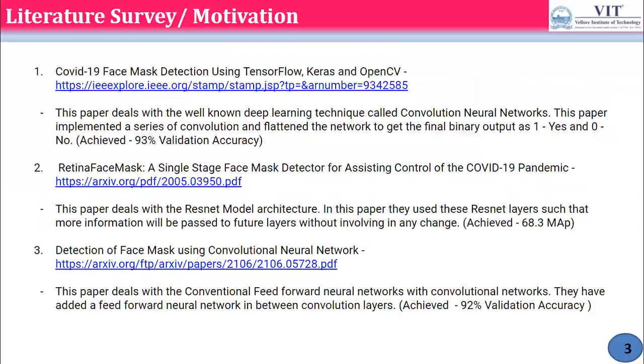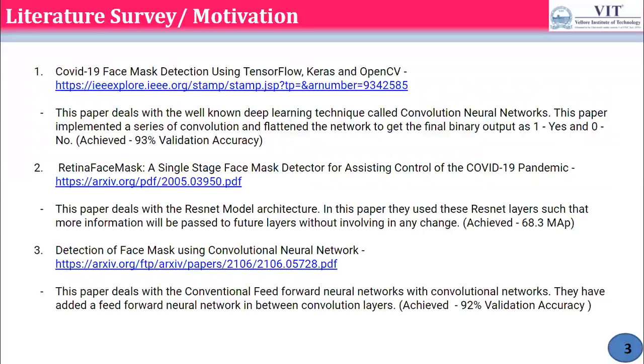So this is the literature survey we have done. The first paper we have seen is COVID-19 face mask detection using TensorFlow, Keras, and OpenCV. This paper deals with the well-known deep learning technique called CNN. It implemented a series of convolutions and flattened the network to get the final binary output: 1 for yes and 0 for no. This paper achieved 93% validation accuracy.